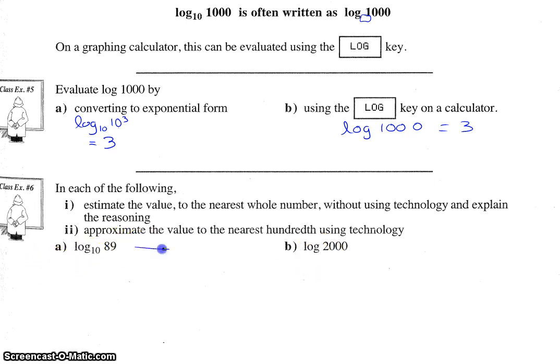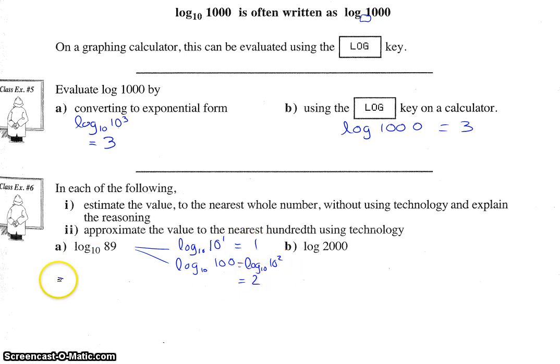What would be some benchmarks that 89 would be between? So let's think powers of base 10. 10 to the 1 is 10. 10 to the 2 is 100. Yeah, that would be between. So let's use 10 as a benchmark, and also log base 10 of 100, which is also log base 10 of 10 squared. Okay, so those two would equal 1 and 2.